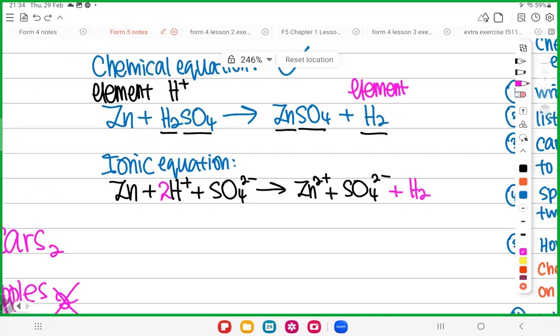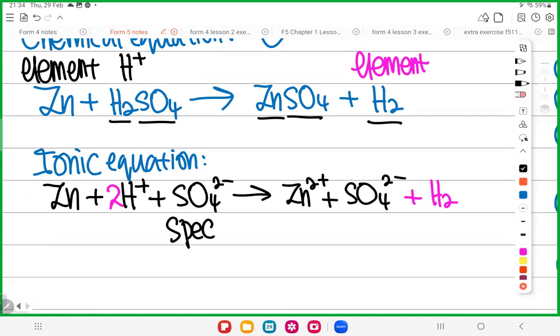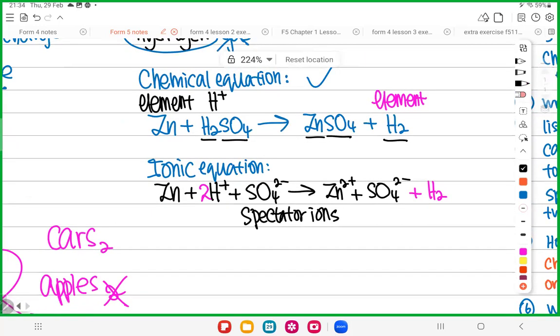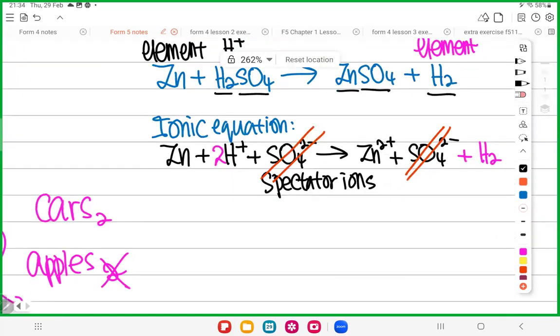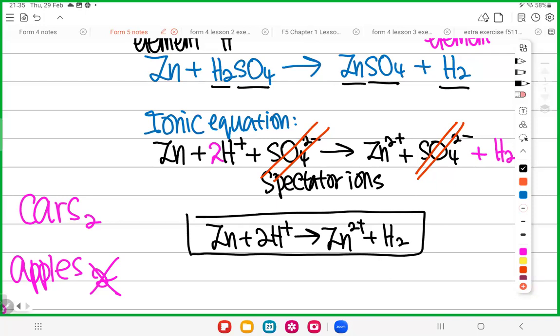When you copy back, no need to put the 2 in front. Okay. So now what to do? Look at the left and right hand side. In this case, are there any spectator ions for me to cut? There is a spectator ion for me to cut, right? SO4, SO4. So after you cut, copy the answer one more time. Zn + 2H+ become Zn2+ + H2. So this is your ionic equation.